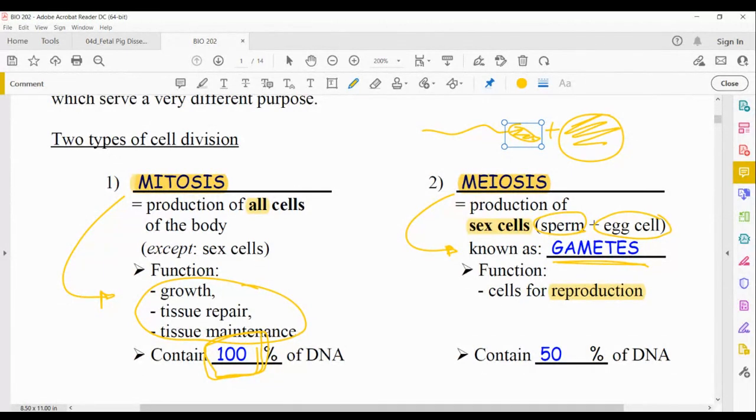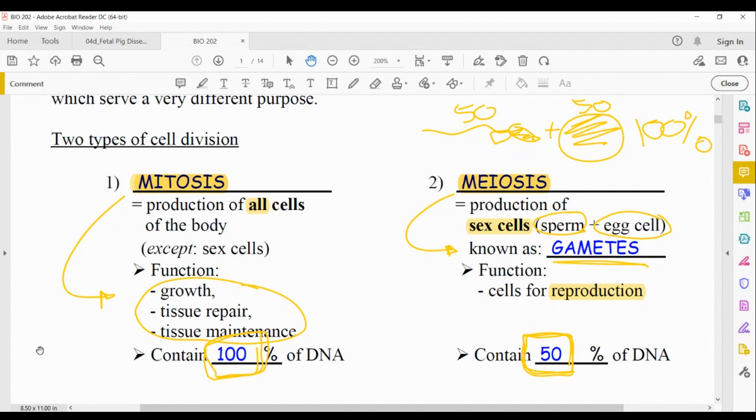So that each one of these cells contains only a sufficient amount of DNA so that the new offspring ends up with 100% of the DNA, we need to divide the amount of DNA in sperm and in the egg cell. So each one of those will contain only 50% of the parent's DNA. So 50 plus 50 adds up to 100%. So that's the reason why we need to be very, very careful that the meiosis is completed successfully so that there's a right amount of genetic material in the new offspring.